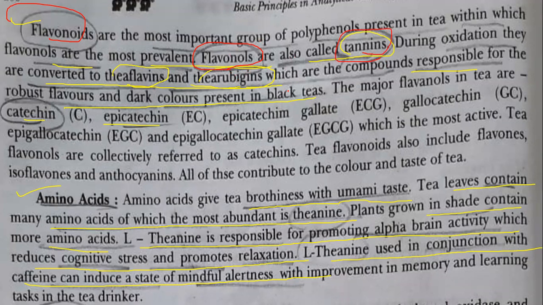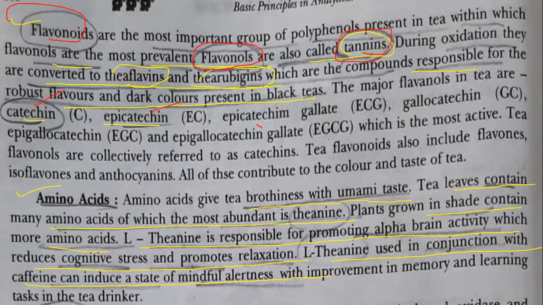The major flavonols in the tea are catechin, epicatechin, epicatechin gallate, then gallocatechin, epigallocatechin, and epigallocatechin gallate. These are the flavonols present in the tea.